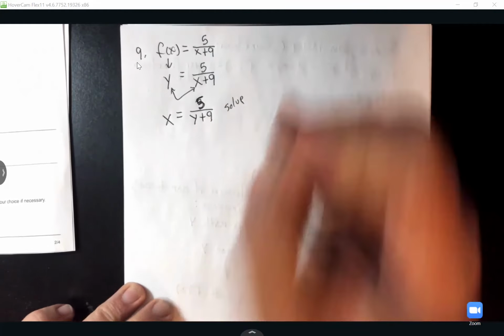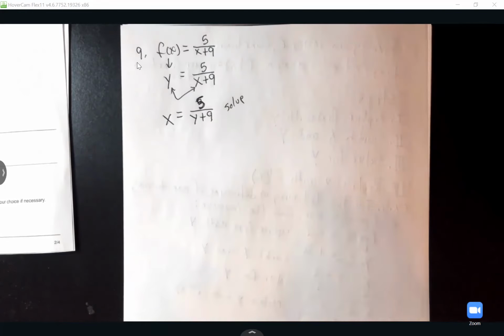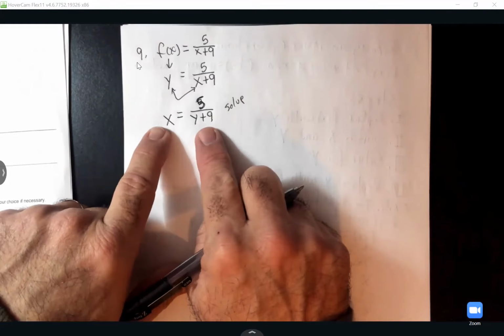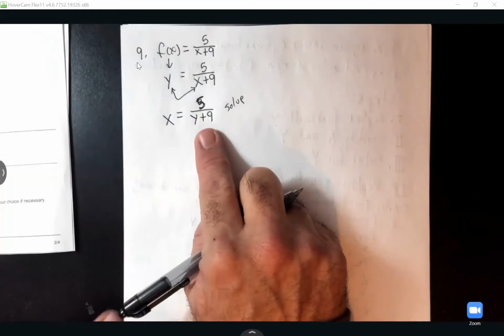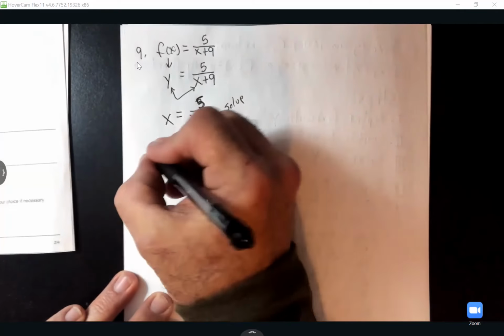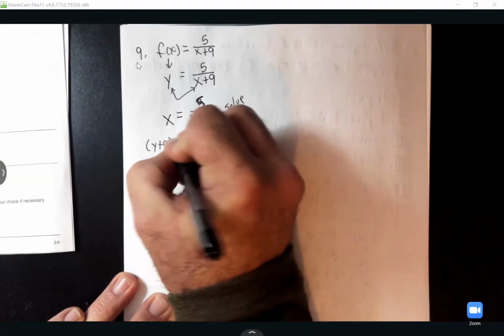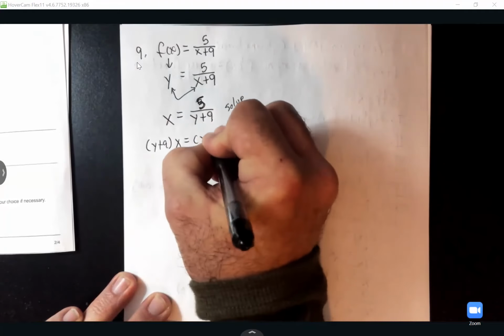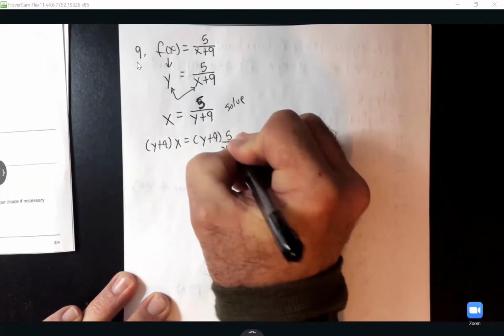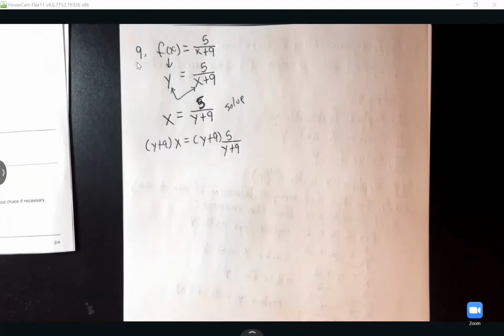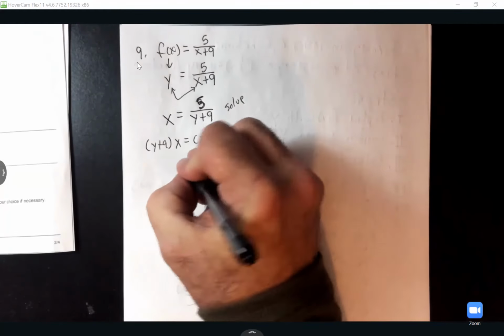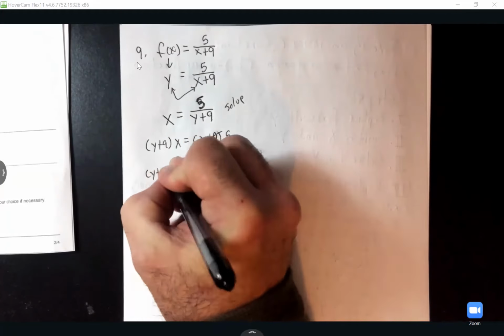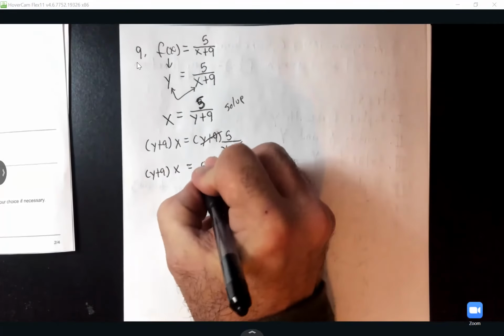All right, now I'm going to tell you a trick. Basically, I'm going to flip-flop that x with that y plus 9 so that I get the y plus 9 up here and the x down here. So the first thing you would do is multiply both sides by the y plus 9. The reason is that on the right side, those y plus 9s cancel. So I've got the y plus 9 on the left side times the x equal to that 5.